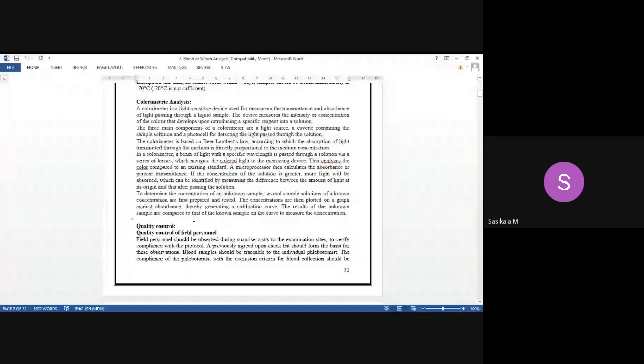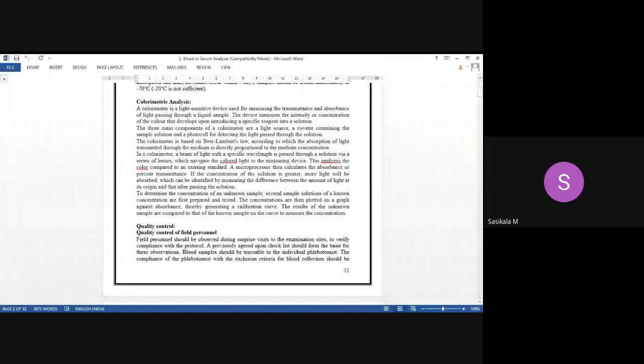Okay, colorimetry is nothing but spectroscopy, visible spectroscopy. It is a kind of spectroscopy, and it is otherwise called visible spectroscopy. That term also you may not know. UV-visible you should have heard. So it is a kind of UV-visible spectroscopy.